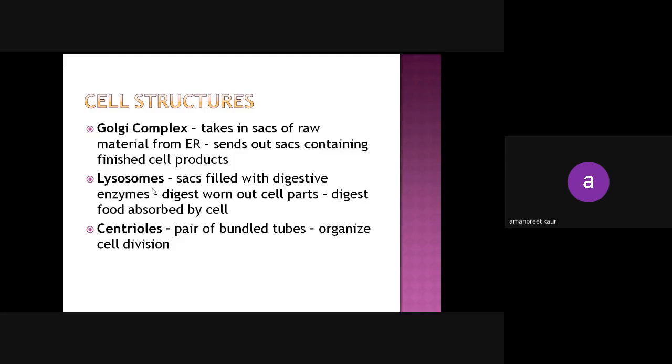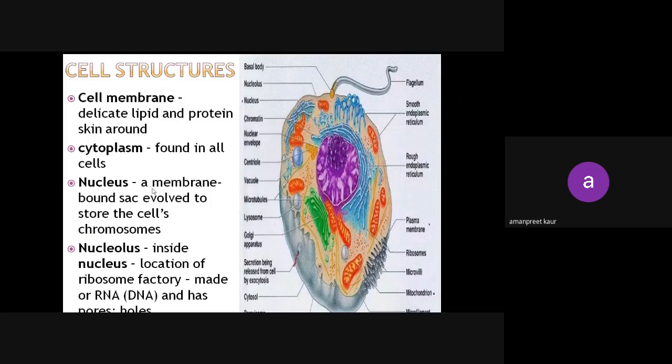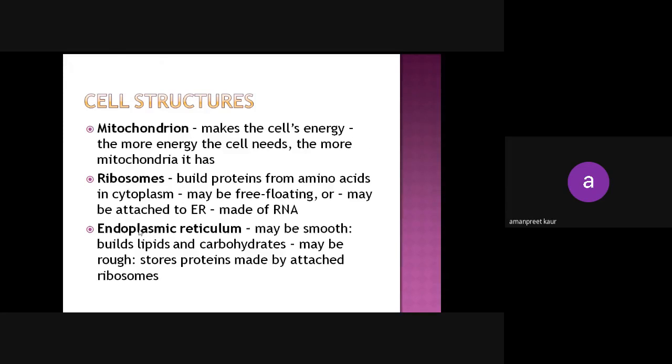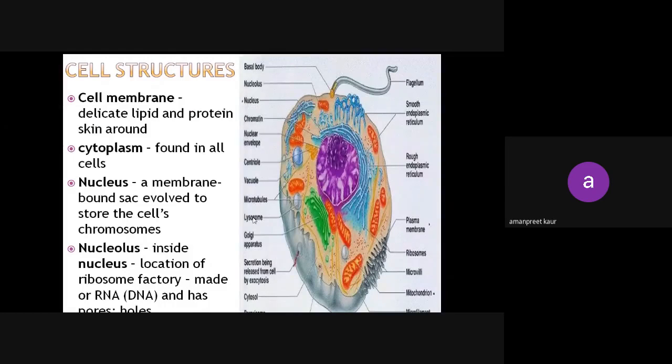Then lysosomes, there are so many lysosomes present over there. They consist of different digestive enzymes which digest the worn out cell parts and other nutrients present over there. Then centrioles are present, which are a pair of bundled tubes that organize the cell division. So there are some centrioles over here.